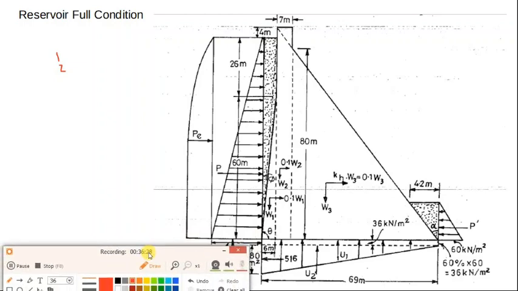Now, likewise in the case of the reservoir empty condition, the earthquake inertia forces can be calculated by multiplying the earthquake acceleration coefficient with the weight. In this case, the worst case will be when the earthquake inertia forces are from upstream to downstream, and the earthquake acceleration is from downstream to upstream.